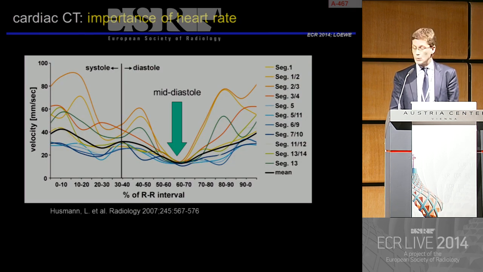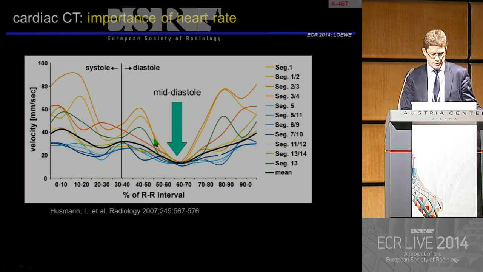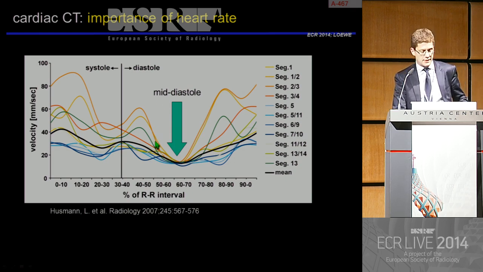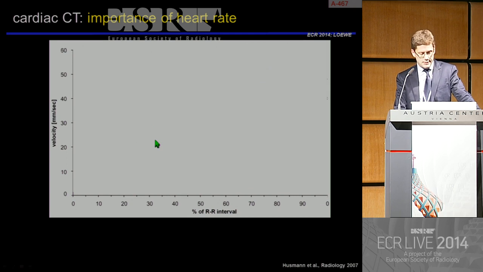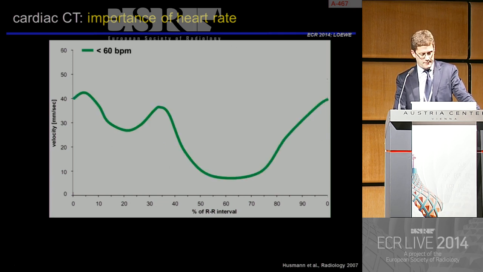So we know there is a close relationship between the heart rate and the diagnostic image quality at coronary CT. We know that the coronary arteries are moving during the cardiac cycle. That's clear. And the most important time point for doing the cardiac CT is the mid-diastolic phase, since there is more or less no movement of the coronary segments. However, life is not that easy, since all this movement depends on the heart rate. Again, the higher the heart rate, the higher the movement of the coronary arteries will be.